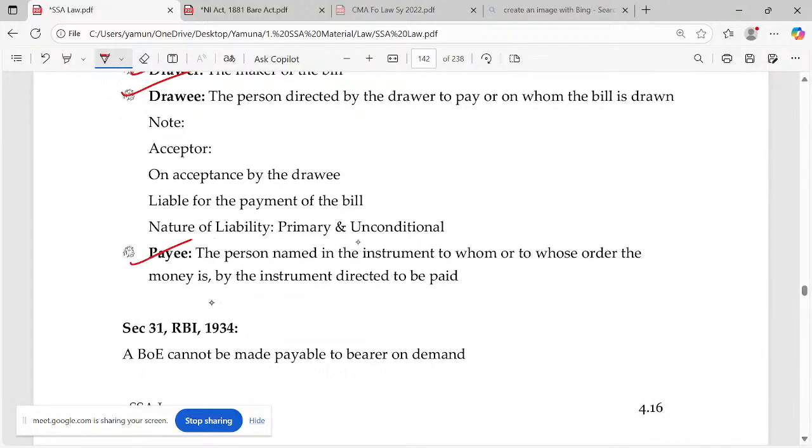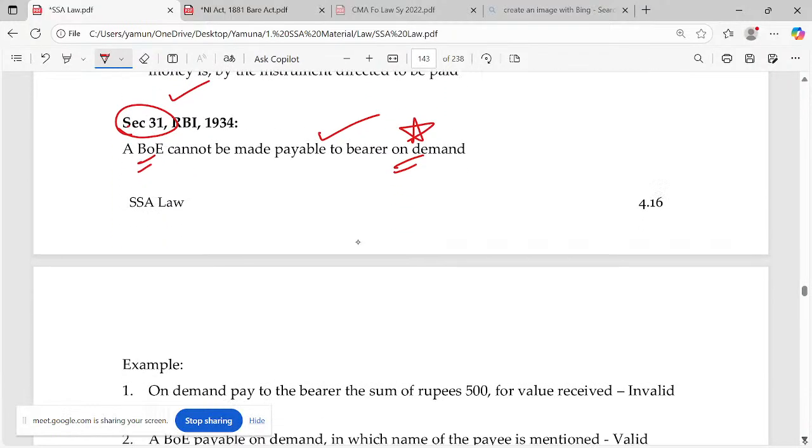Okay, I'm not going word by word. If you follow section 31 of the RBI Act, a bill of exchange cannot be made payable to bearer on demand. Please highlight. This follows from the RBI Act. You cannot make the amount payable to bearer on demand. Okay, because time is mentioned.